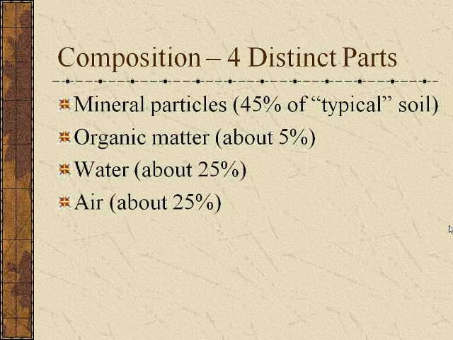And the composition of soil, 4 different parts. Mineral particles is about 45%, organic matter is about 5%, water is 25%, and air is 25%. So 4 different parts. Most of them, 3 of the 4, are abiotic.